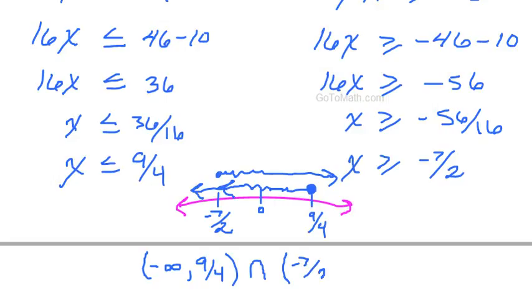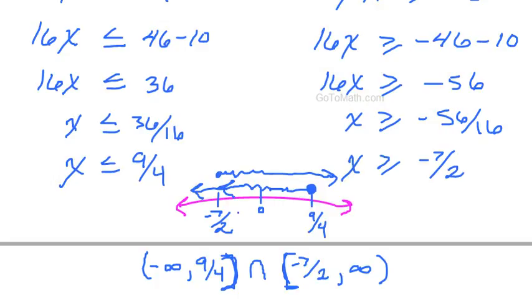Negative 7 halves, I see something that I need to fix. First off, this includes it. I'm sure somebody out there was going, wait a minute, that should be a bracket, right? So you got negative infinity to 9/4, and we got the bracket here, and it intersects with negative 7 halves to infinity.